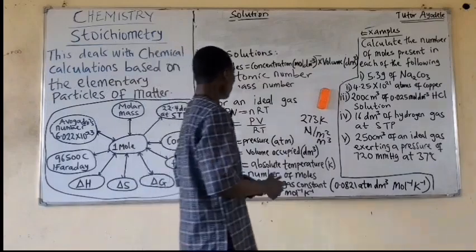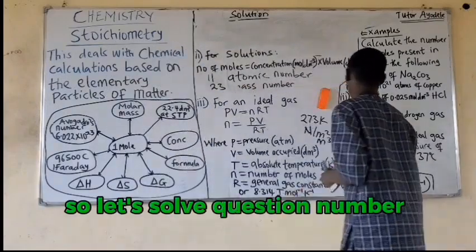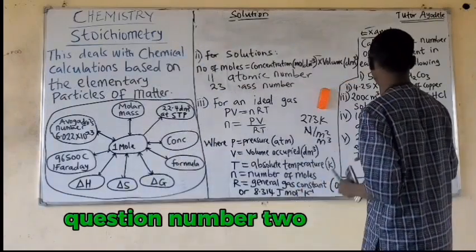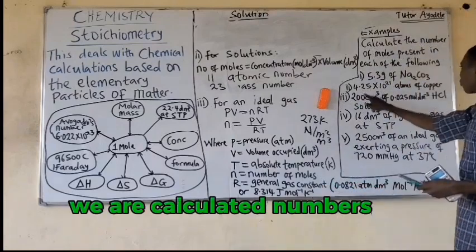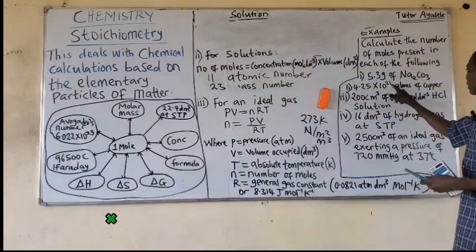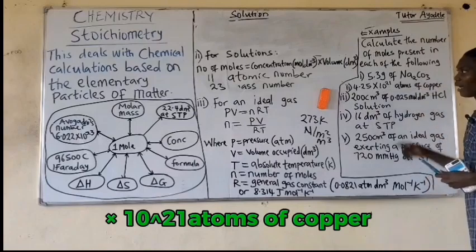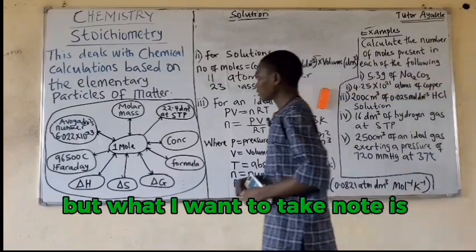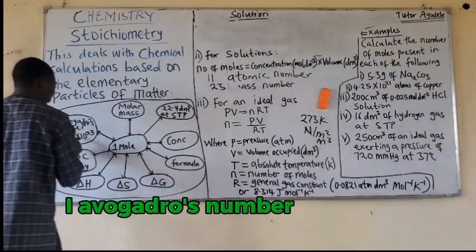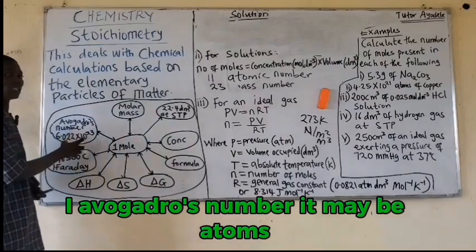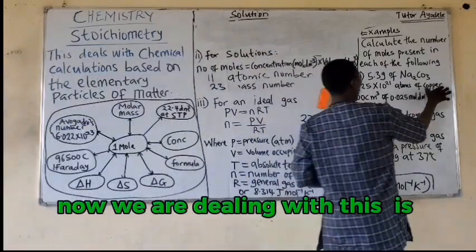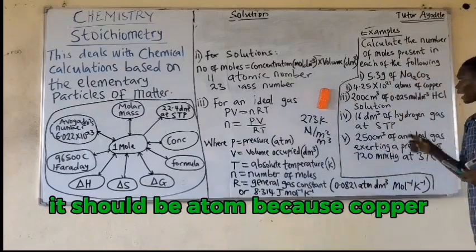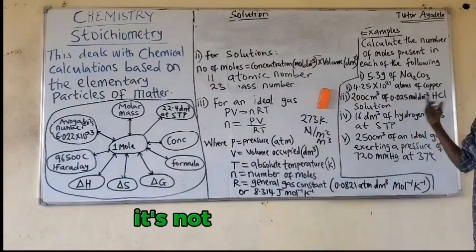Okay. So let's solve question number 2. Question number 2 says 4.25. We are calculating the number of moles present in 4.25 times 10 to the power of 21 atoms of copper. But one thing I want you to take note of is that this Avogadro's number may be atoms, or it may be molecules. But here, you are dealing with copper, so it will be atoms, because copper is not a molecule.